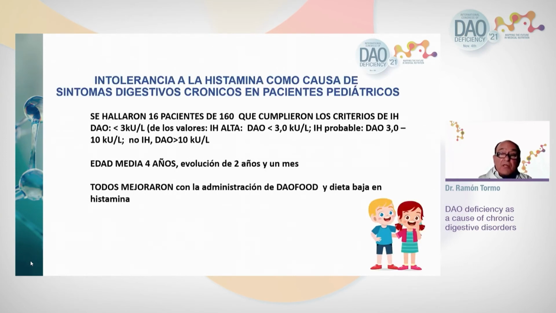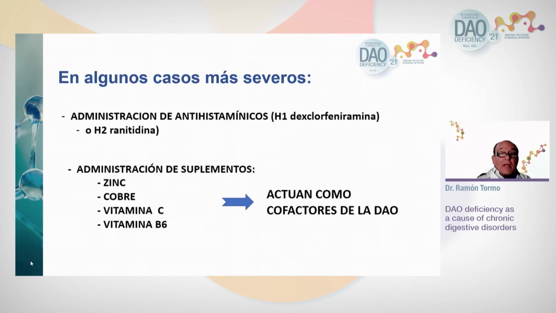Among them, in these authors they found diamine oxidase inferior to 3 units per liter. So it's an important deficiency. The average age was 4 years old, with an evolution of 2 years and a month, and they all improved with the administration of DAO food and a low histamine diet.